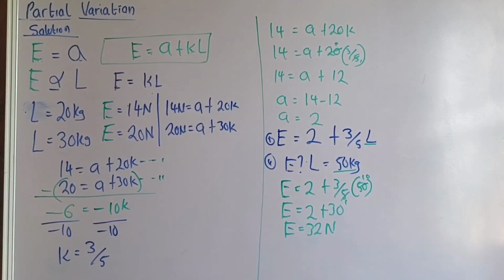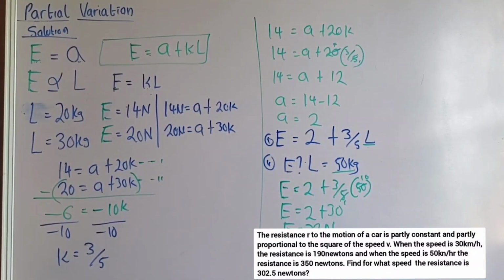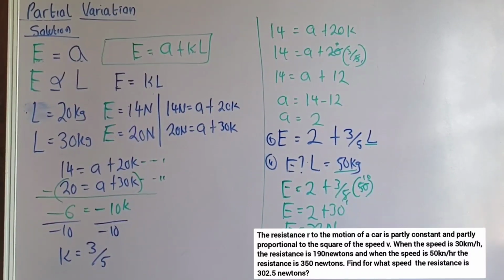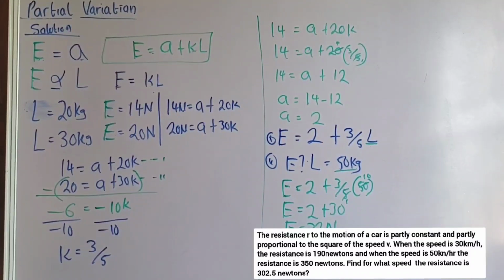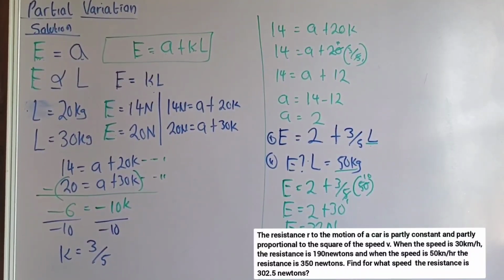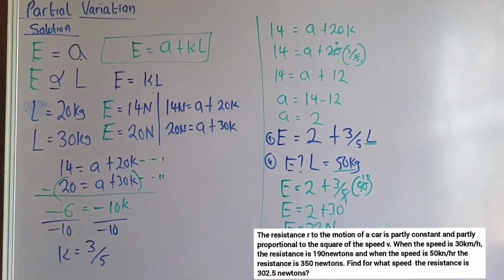The resistance R to the motion of a car is partly constant and partly proportional to the square of the speed. When the speed is 30 km per hour, the resistance is 190 newtons. And when the speed is 50 km per hour, the resistance is 350 newtons. Find for what speed the resistance is 302.5. That is a WAEC question, so I want you to pay attention now.